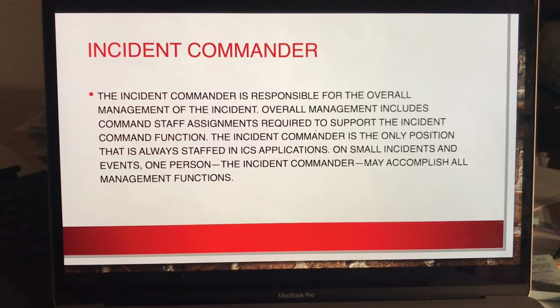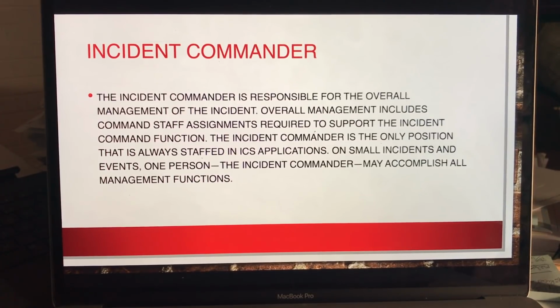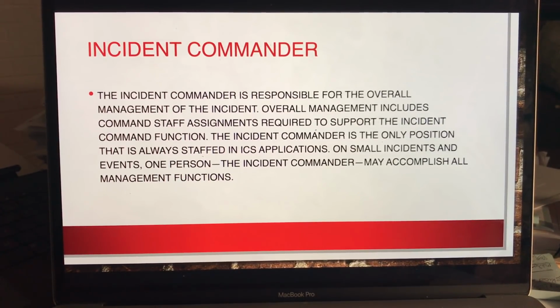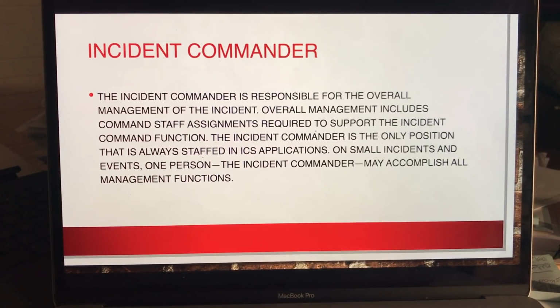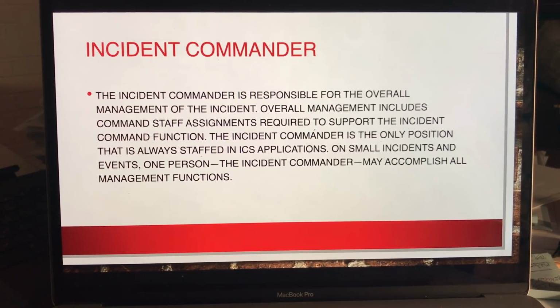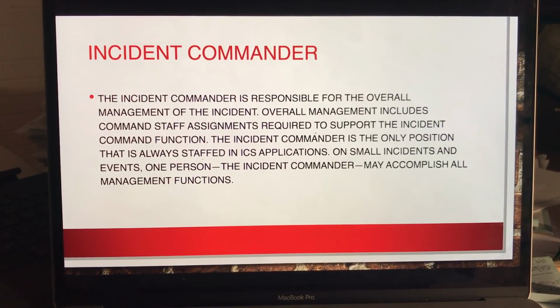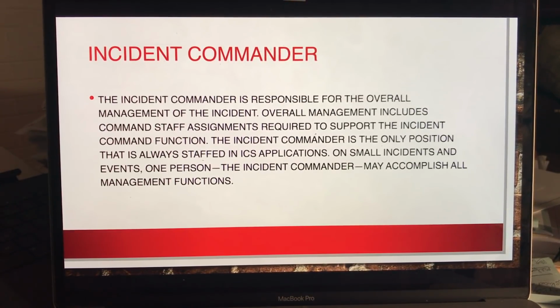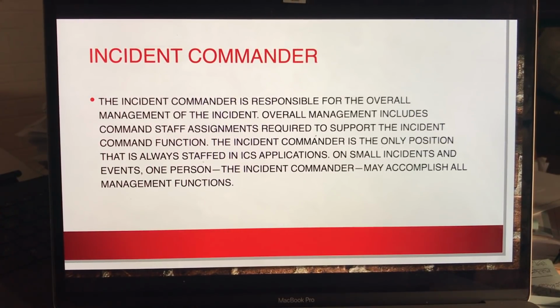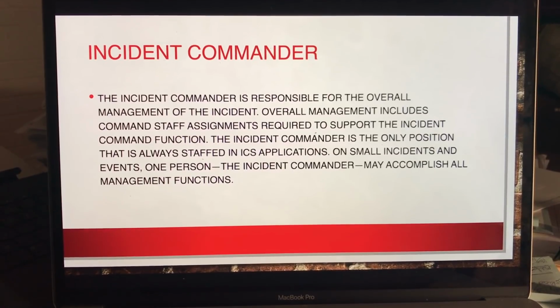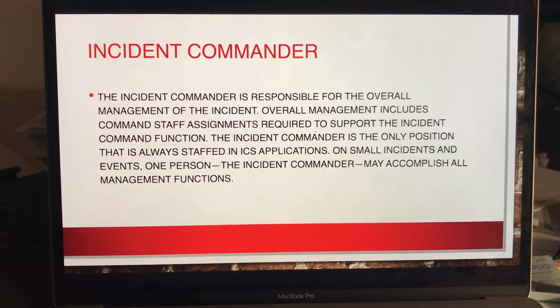The incident commander is responsible for the overall management of the incident. Overall management includes command staff assignments required to support the incident command function. The incident commander is the only person that is always staffed in ICS applications. On small incidents and events, one person, the incident commander, may accomplish all management functions.